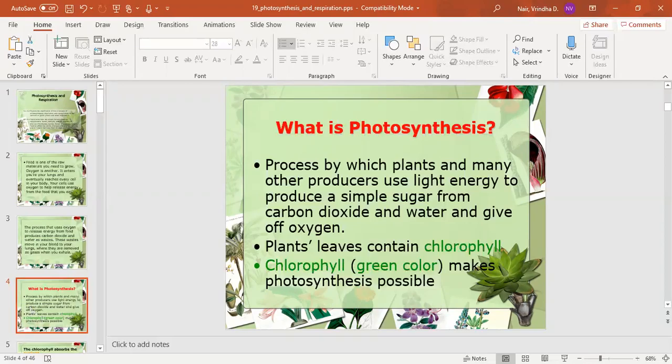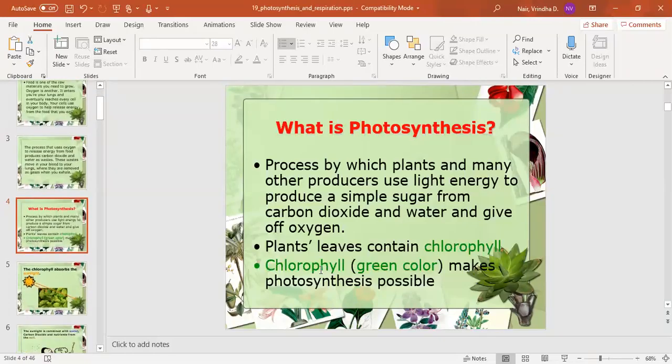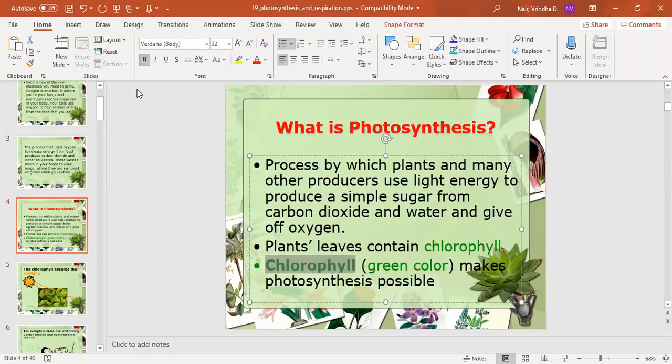Now, the part of the plant that actually prepares the food is the leaves. The leaves contain something called chlorophyll. That is the green color that you see on the leaf. That's called chlorophyll, and it is the one which makes photosynthesis happen. So what you're supposed to remember is the term chlorophyll. What is chlorophyll? It is the green color of the plant or the leaf.